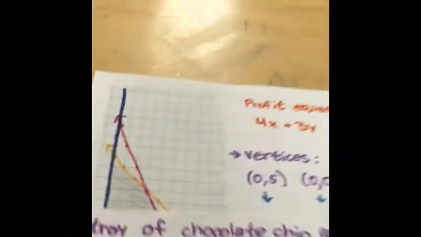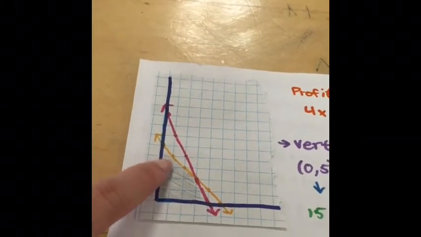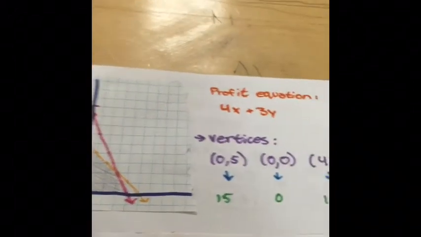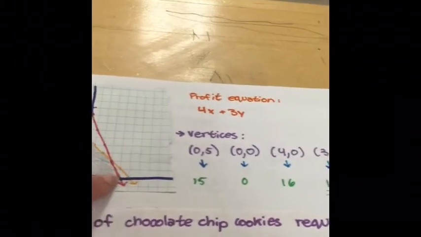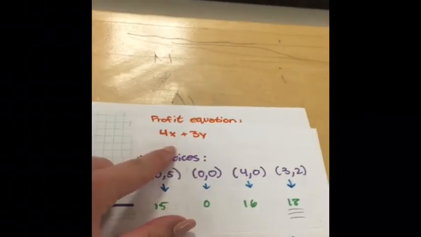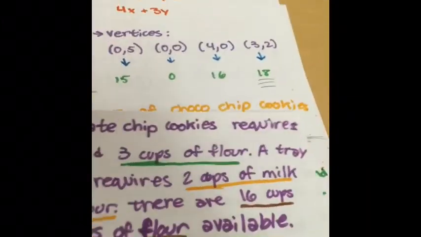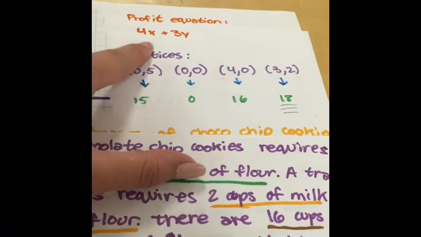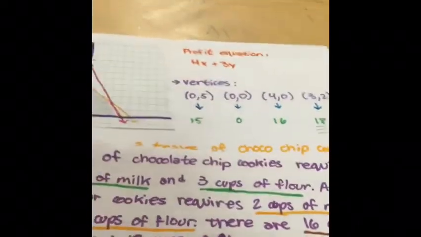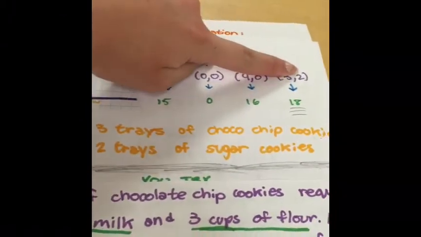Next, you want to graph the equations, and you would get this graph. You want to find the vertices, and that's the points that they hit shaded in. So you get 0, 0 as the first one, then 0, 5, 4, 0, and 3, 2. Your profit equation would be 4x plus 3y because you make $4 profit per chocolate chip cookie and $3 profit per sugar cookie. After that, you want to plug your vertices into your equation. So you get 15, 0, 16, and 18. Since 18 is the highest amount you get, you want 3 trays of chocolate chip cookies and 2 trays of sugar cookies.